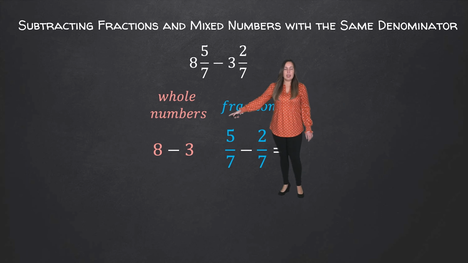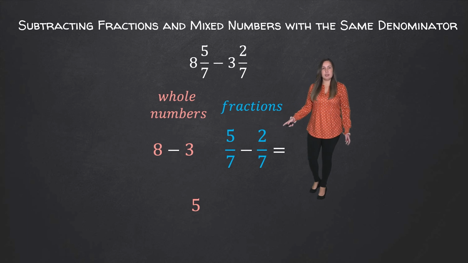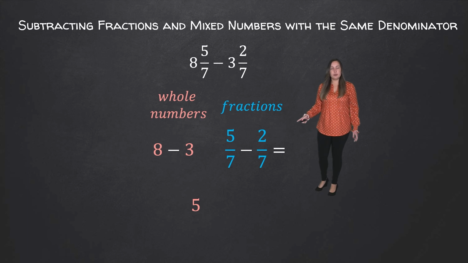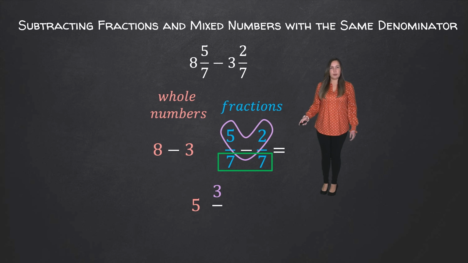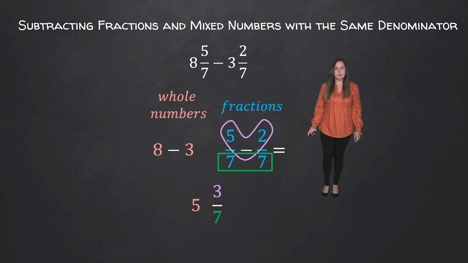So we know that 8 minus 3 is equal to 5. And now here, we're going to subtract 5 over 7 minus 2 over 7. Because the denominators are the same, we could just subtract the numerators. So 5 minus 2 is equal to 3, and leave our denominator of 7. So 8 and 5 over 7 minus 3 and 2 over 7 is equal to 5 and 3 over 7.